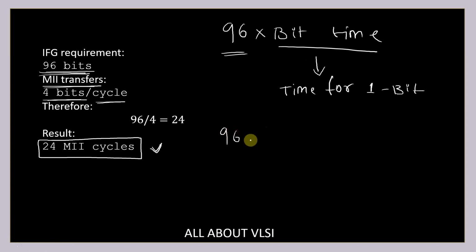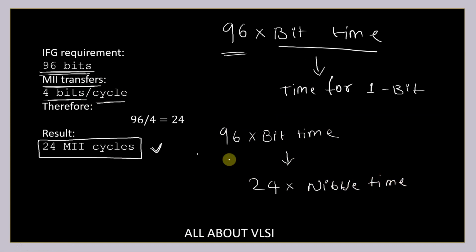That is nothing but 96 into bit time will be nothing but 24 into nibble time. So IFG will be now 24 into nibble time. That means for one cycle, I'm going to send one nibble, right? So that's the reason IFG is nothing but 24 into nibble time. And internally, I'm going to process 1 byte of data. So my TX is going to process the data for one cycle. It is going to process 1 byte of data.